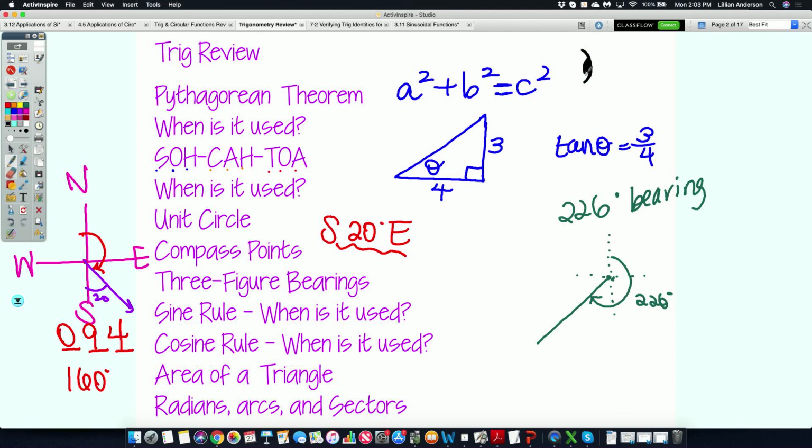So if this is my eye, I always look at a horizontal. And then if I look up, that's my angle of elevation. But if I look down, that's my angle of depression. But no matter what, it needs to come from a horizontal line going down, or a horizontal line going up.